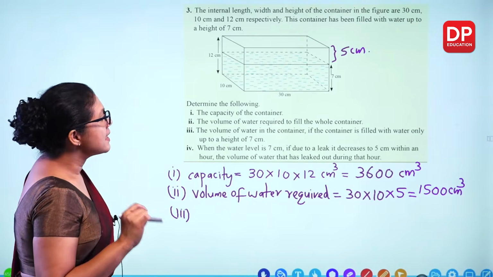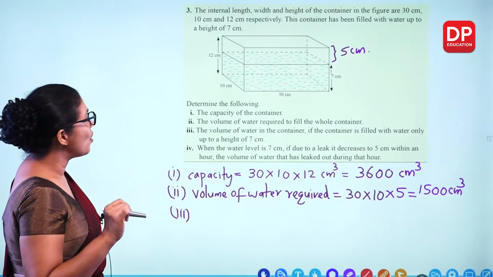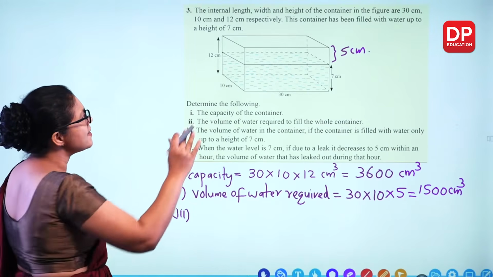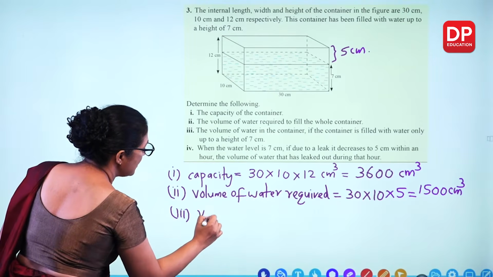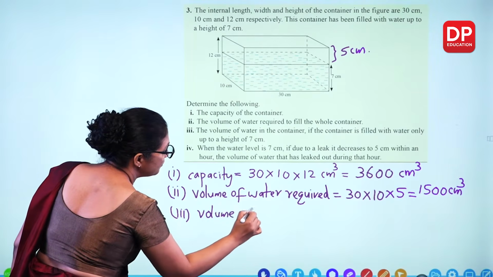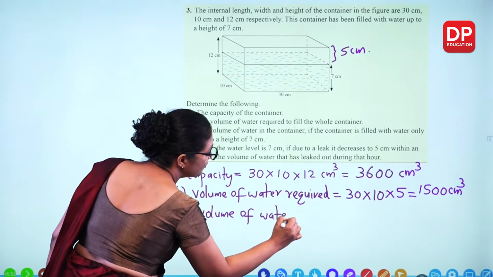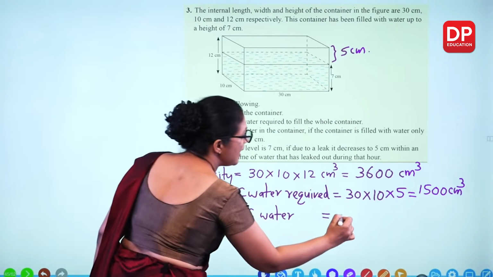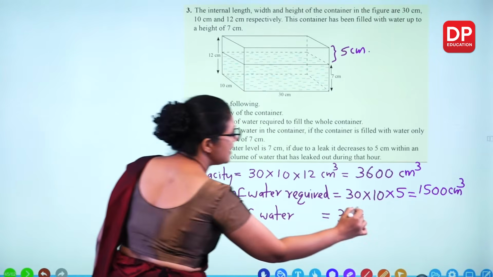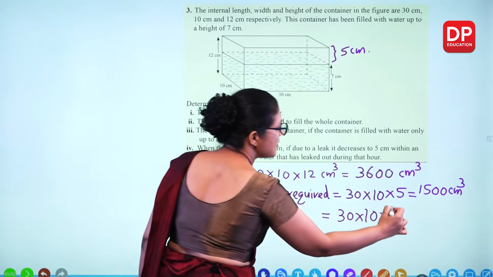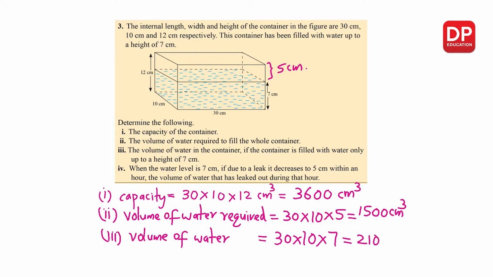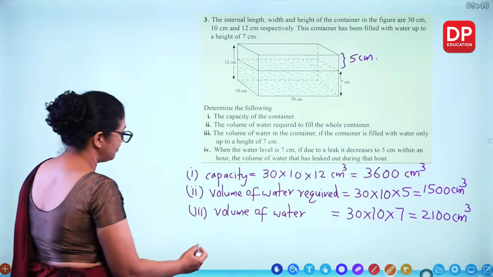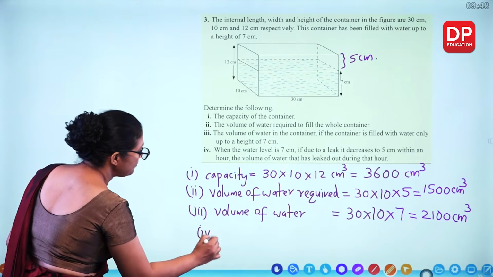The volume of water in the container, if the container is filled with water only up to a height of 7, that means what's the volume here? Volume of water. So volume of water already filled, length 30, and width is 10 and height is 7. So 7 times 3, 21, and 2 zeros, 2100 cubic centimeter. Look at the fourth part.